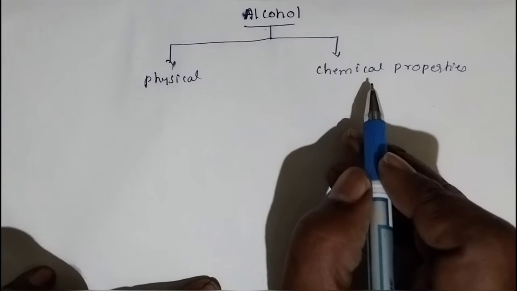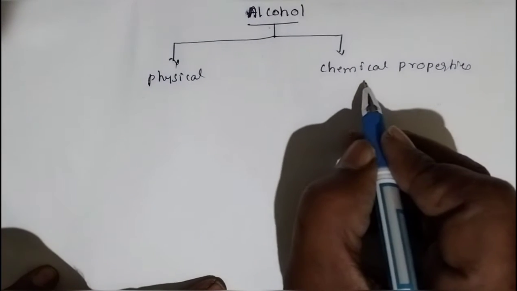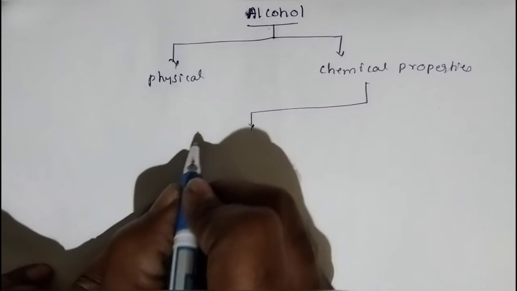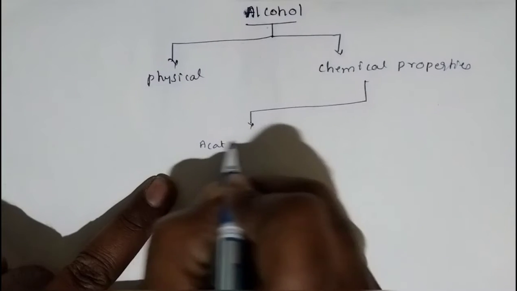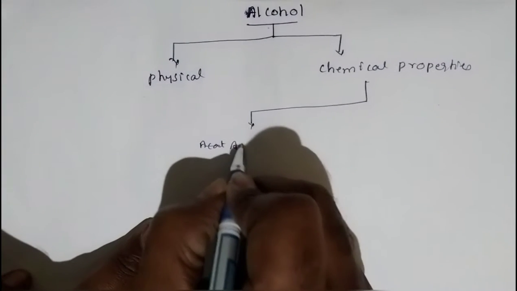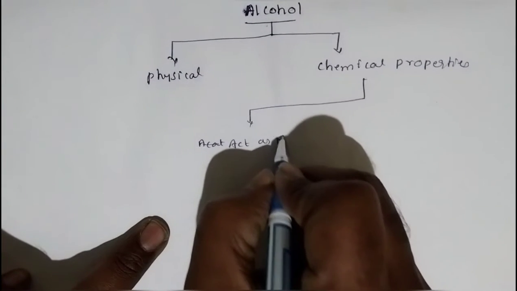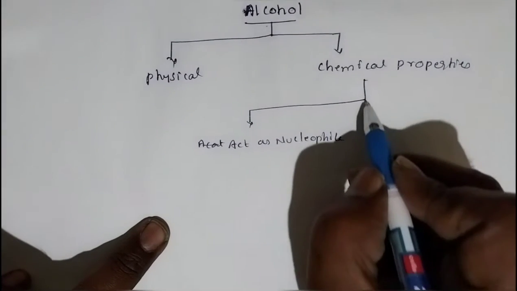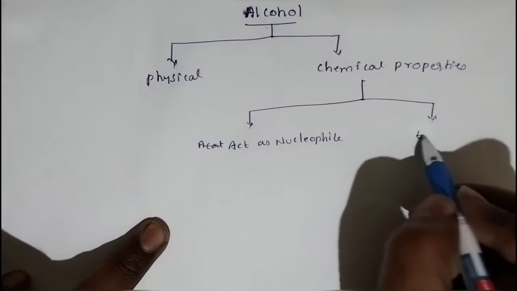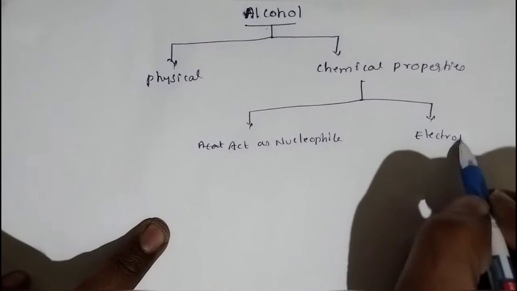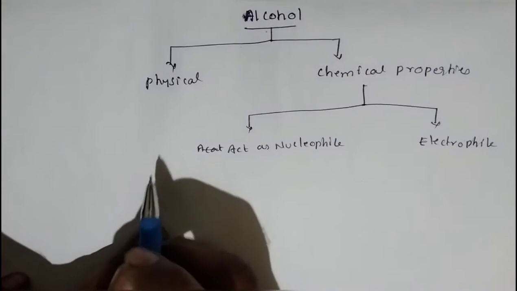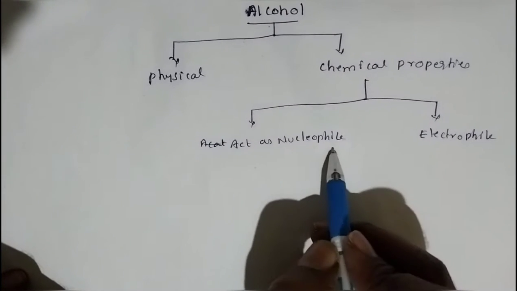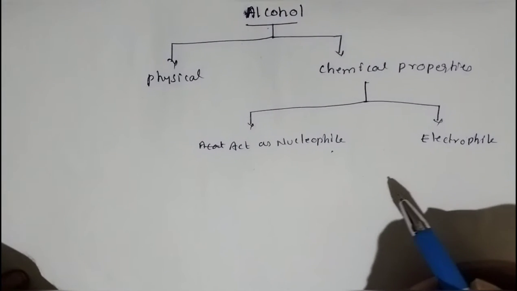So under chemical properties of alcohol, alcohol again behaves like two different properties. One is alcohol acts as nucleophile, and alcohol acts as electrophile. So alcohol plays two different roles. One, it acts as a nucleophile, and another acts as an electrophile.